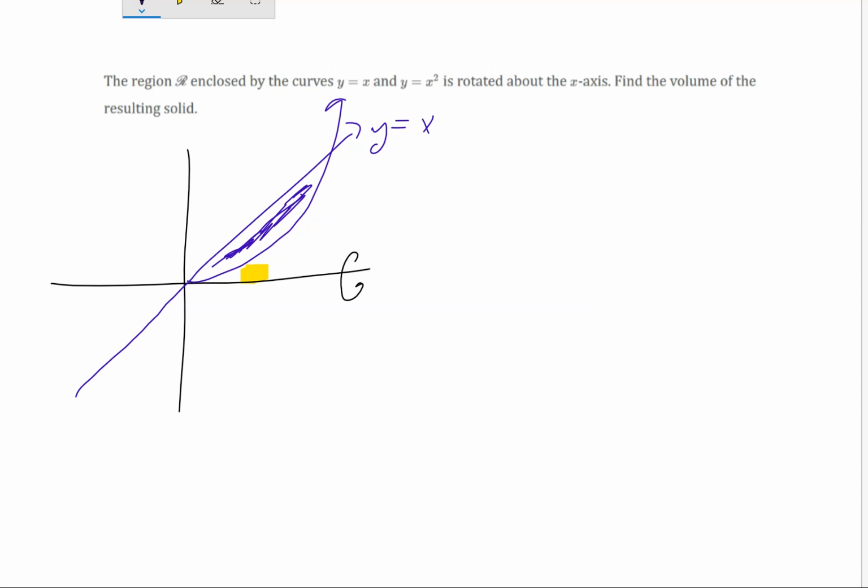Because there's a gap in there, what's going to happen when I rotate that around, I'm going to get this little disc, but there's going to be a hole in the middle of it. Okay? So it's going to look something like that, where we're going to look at the volume of the whole disc, okay?